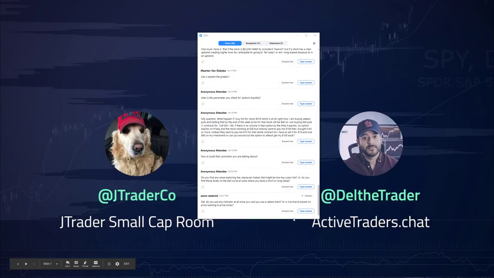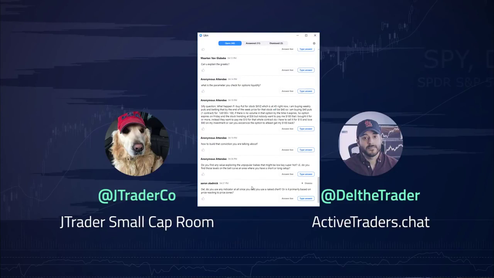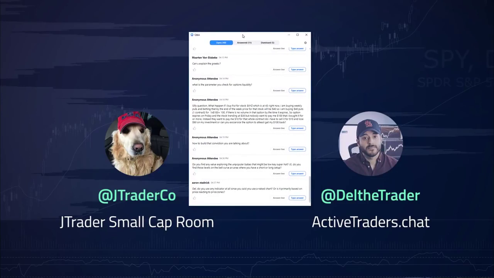Another one, we have the last two over here. Do you find any value exploring the unpopular names that might be low key super hot? For example, do you find those levels on the bell curve an area where you have a short or a long setup? Yeah, so the volume areas, you shouldn't be thinking about whether they're long or short areas. You should just be thinking about the type of action that there's going to be at those areas. Remember, we're not trying to predict how price is going to move, only that there's going to be some kind of a decision made there. So that's why you use your advanced order flow analysis, Bookmap, your level 2, your tape reading to really understand the battle between buyers and sellers at that particular price level.